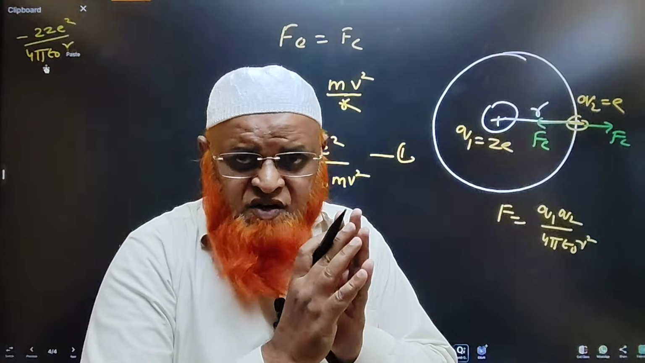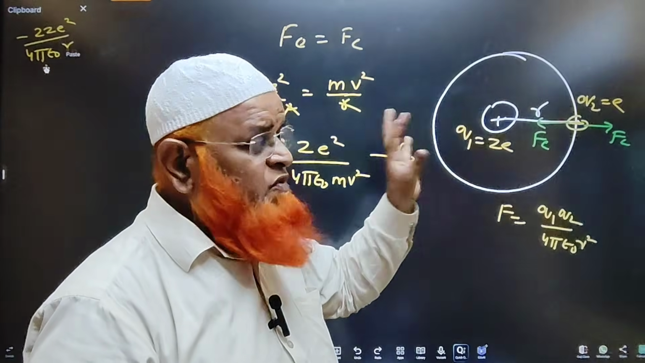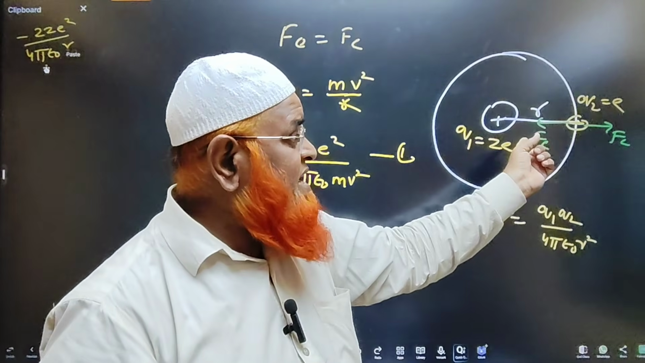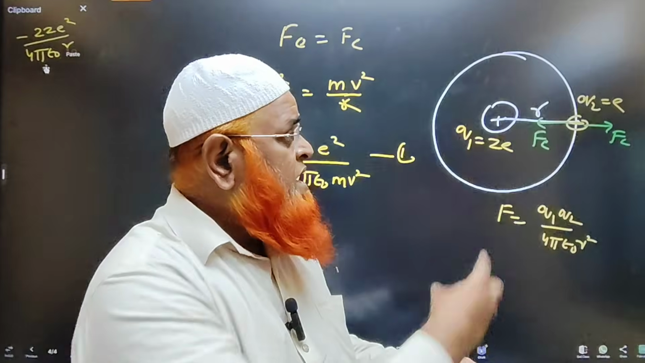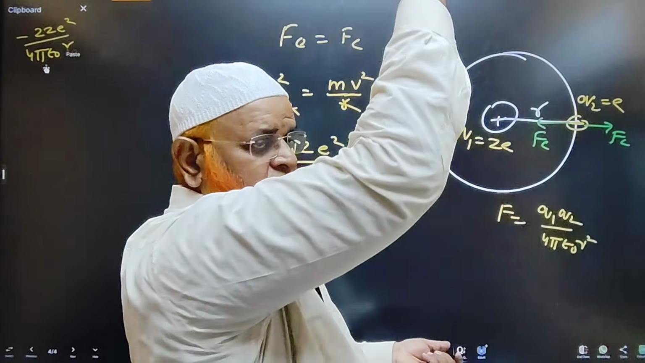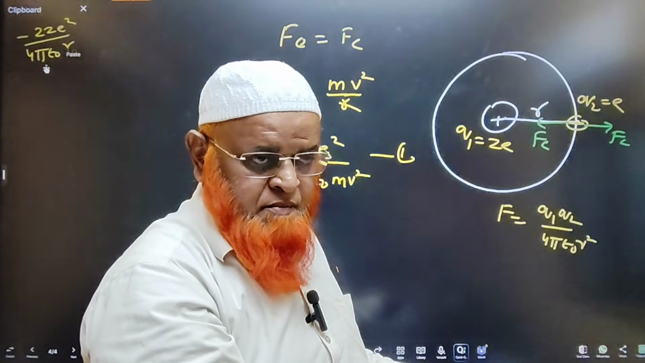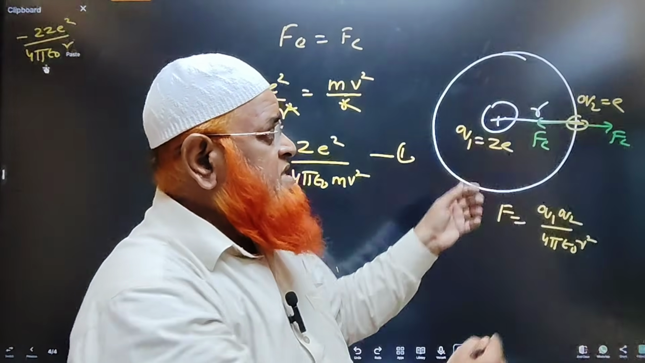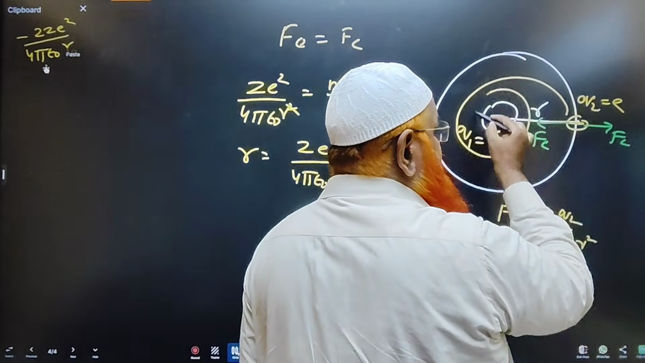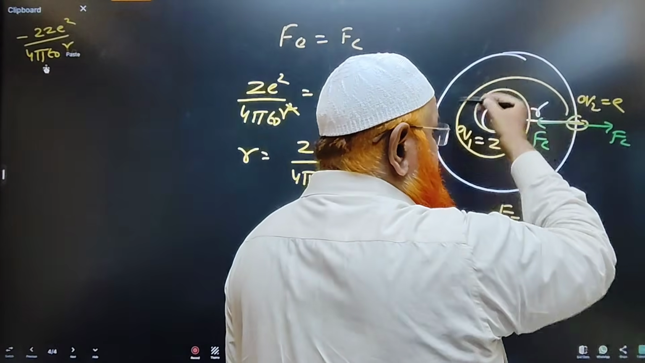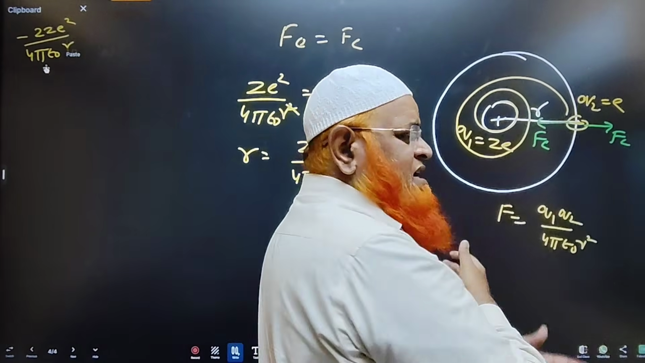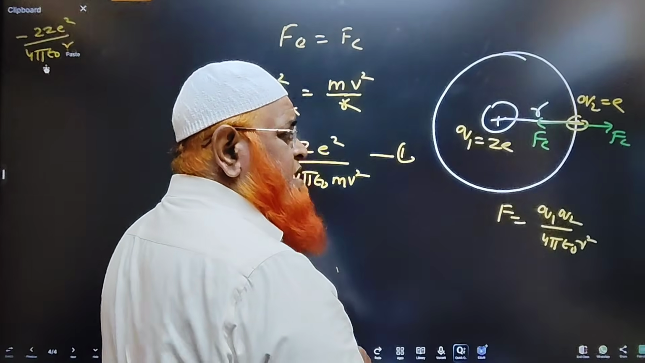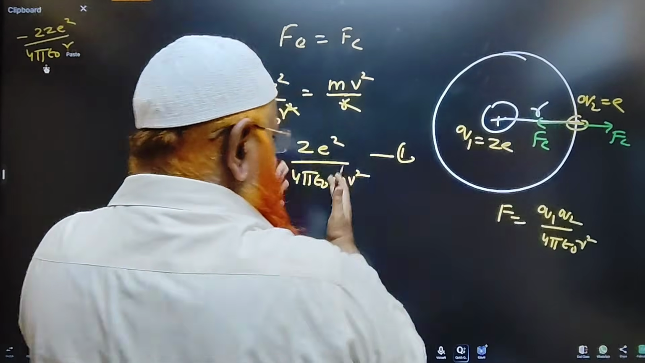See, both the forces are balanced, then only the atom will exist. The electron will revolve. When centrifugal force is greater than electrostatic force, then what happens? The electron will fly off tangentially. If electrostatic force is dominating, then it will fall inside in a spiral direction. The atom will collapse. But both are getting balanced. Both are equal, so I am getting the radius here.